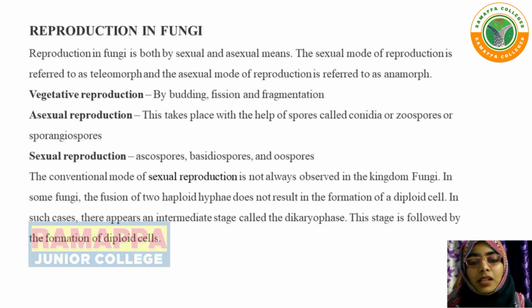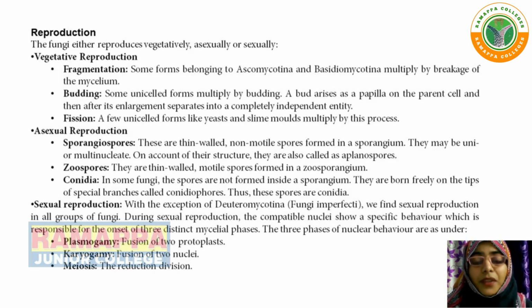Sporangiospores are thin-walled non-motile spores formed in the sporangium. They may be uninucleate or multinucleate cells. On account of their structure, they are also called aplanospores. Zoospores are thin-walled motile spores which are formed in the zoosporangium. Coming to conidia, in some fungi the spores are not formed inside the sporangium, but are borne freely on the tips of special branches called conidiophores. Because they are formed on conidiophores, they are called conidia.